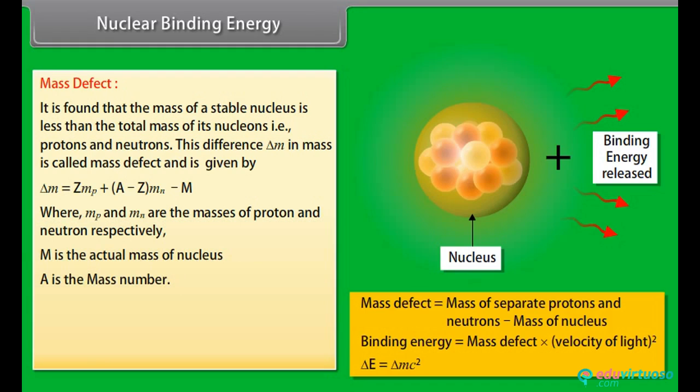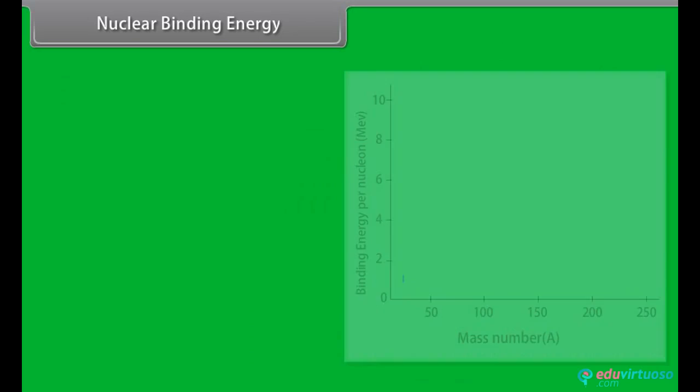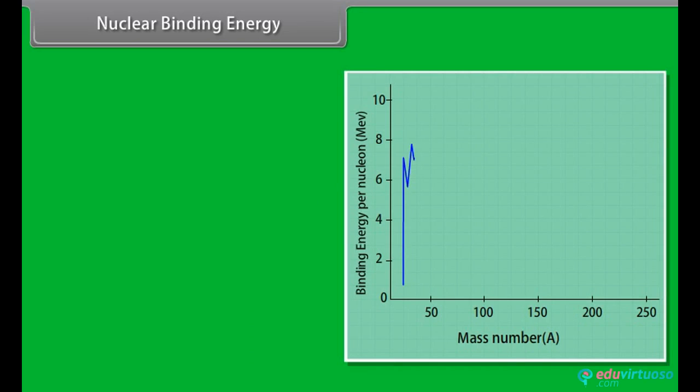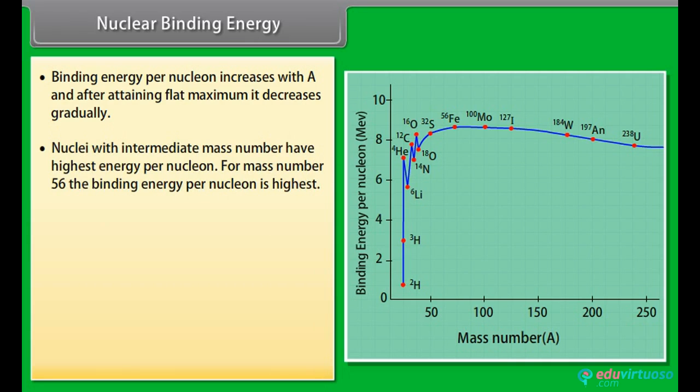A is the mass number. Z is the atomic number. The energy equivalent to the mass defect, that is Δm c², is the binding energy, EB, of the nucleus. From the graph, we note that binding energy per nucleon increases with A, and after attaining a flat maximum, it decreases gradually. Nuclei with intermediate mass number have the highest energy per nucleon.